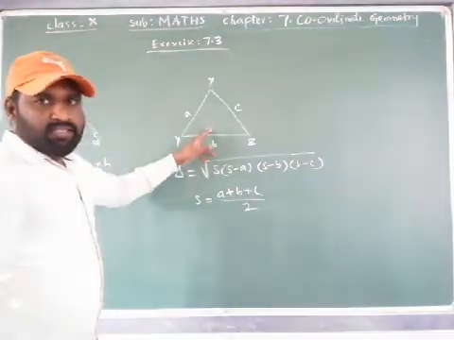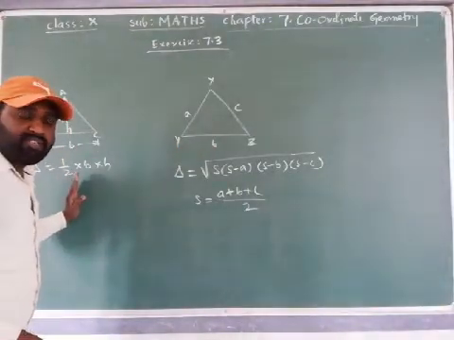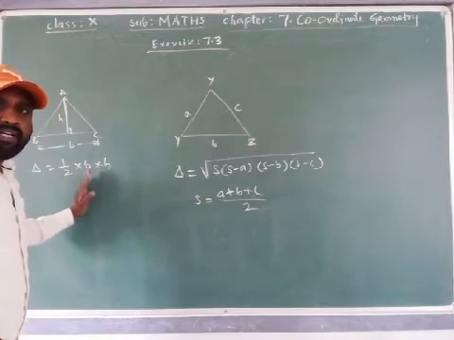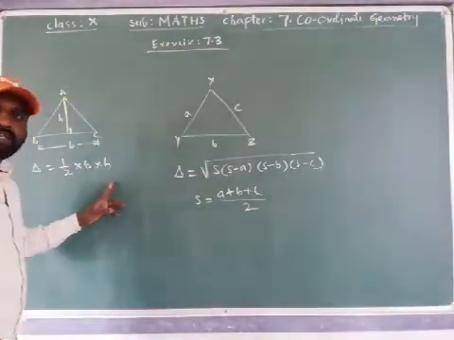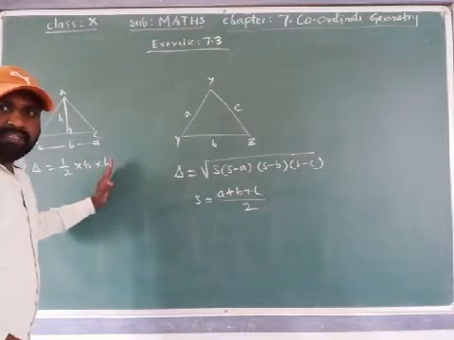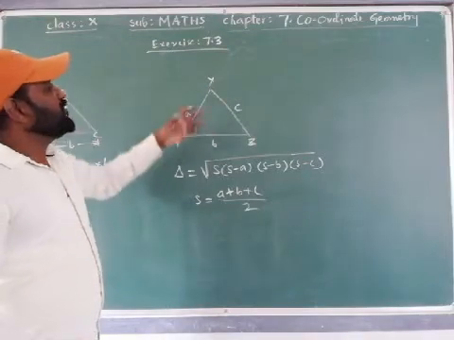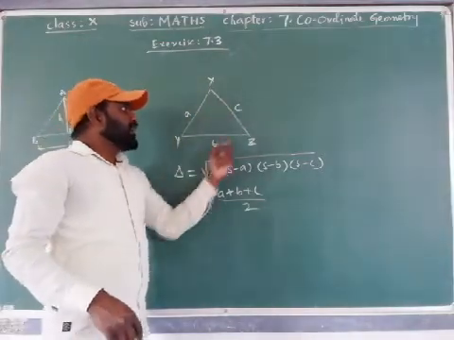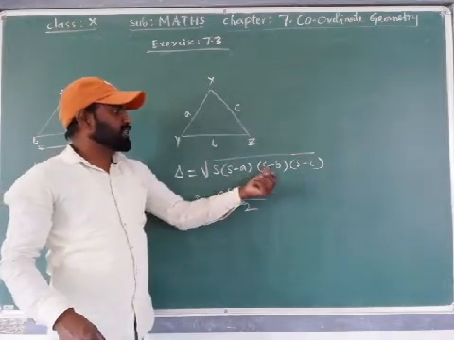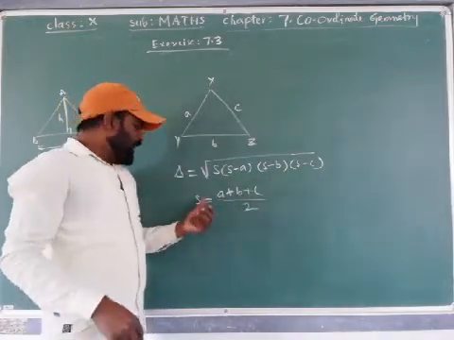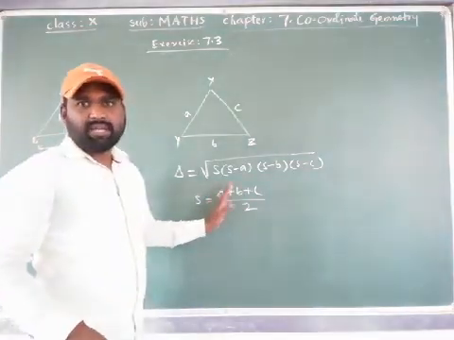This is another case to find the area of the triangle. The first case is when you know the base and height of the triangle, we can find the area directly by using half into base into height. If you don't know the base and height, and you know only the lengths of the three sides, by using Heron's formula, square root of S into S minus A, S minus B, S minus C, where S is A plus B plus C by 2. This is known as Heron's formula.